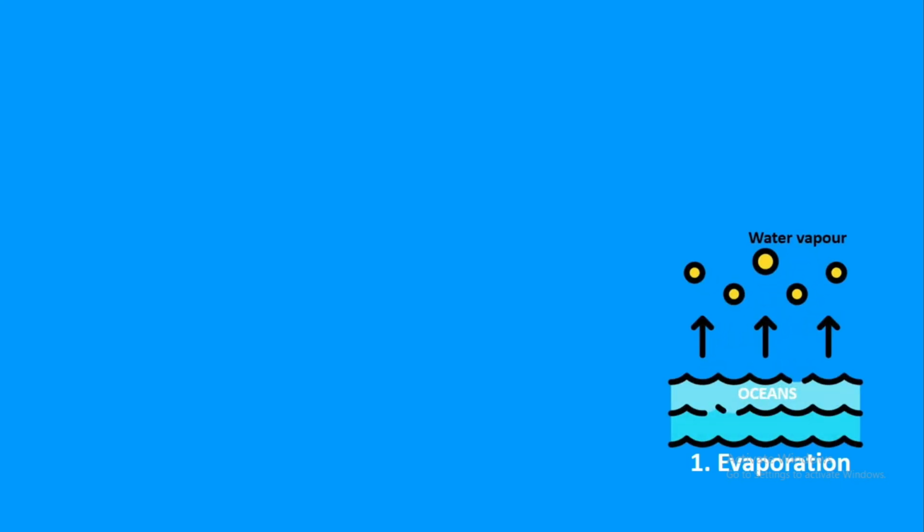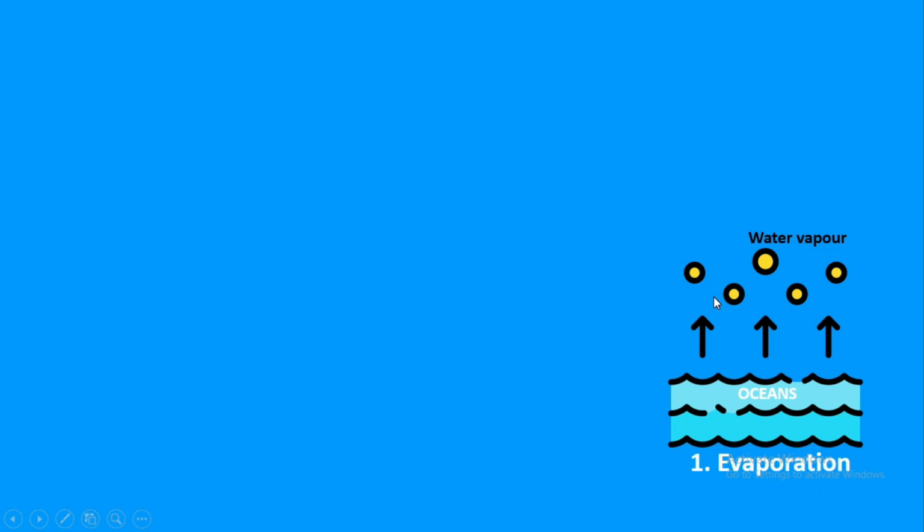So, here first one is evaporation. Evaporation is the process where water changes from a liquid to a gas or water vapor due to heat. Process: when the sun heats water in rivers, lakes, or oceans, the water absorbs energy and evaporates into the air as water vapor. This process occurs at the water's surface, where molecules gain enough energy to break free from the liquid state and become gas.